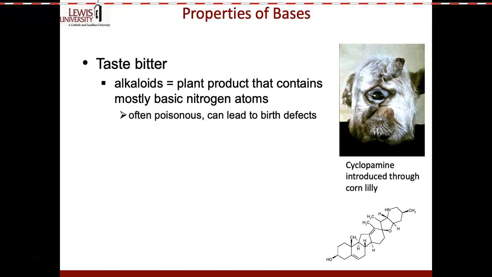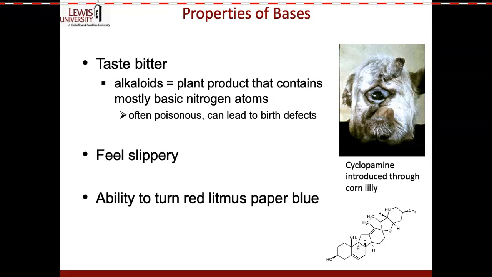It was inhibiting this hedgehog signaling pathway, which influences the balance of active and inactive smoothened protein, and that smoothened protein is responsible for giving you symmetry when you're being made from a fetus. So they were having birth defect issues in the goats out there, and they linked it back to this plant and this steroidal alkaloid. They also feel pretty slippery, and if acids could turn blue litmus paper red, well, bases can turn red litmus paper blue. And of course, they can neutralize acids.